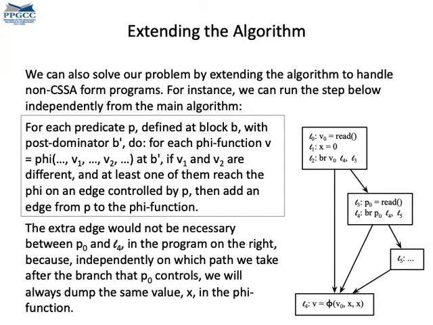Notice that we only need to add these edges if the arguments of the phi function are different. If they are the same, then regardless of the predicate, the phi function will be performing the same copy. Like in this example, independent of the value of v0, the phi function will copy x into v.